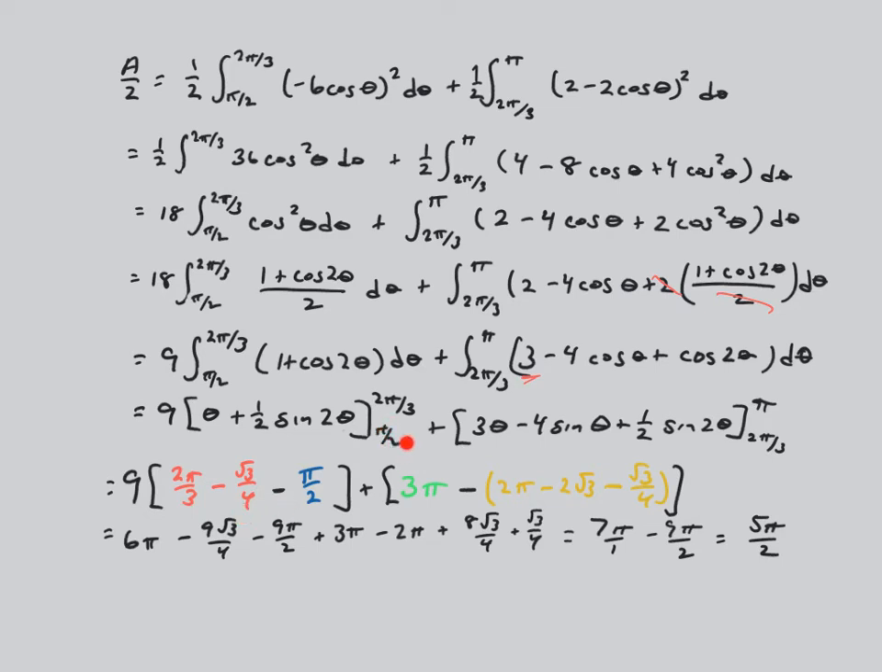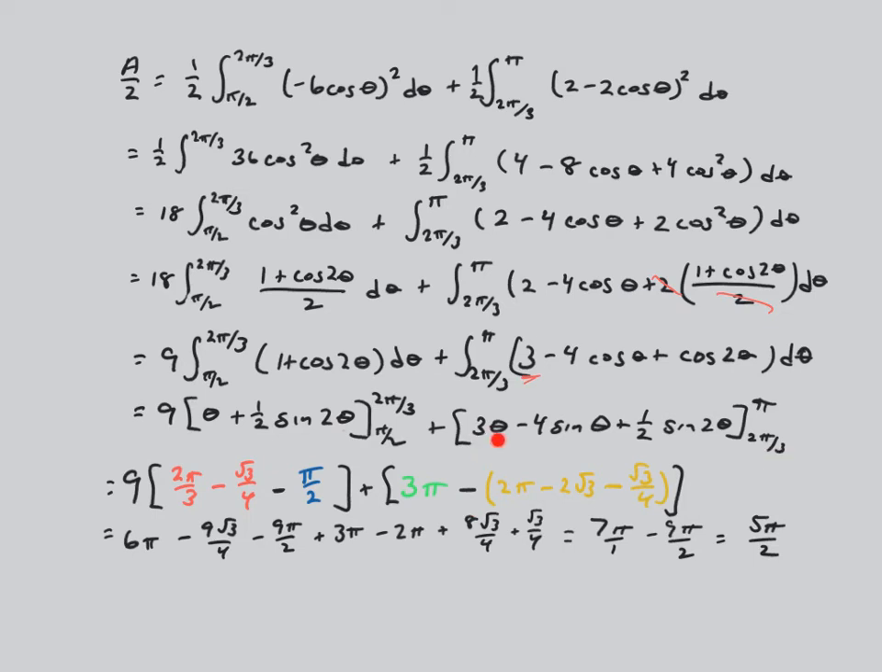minus what I get when I plug in pi over 2. When I plug in pi over 2, I'll get pi over 2 there, but this will be the sine of pi, which is 0, so that's why we just have the pi over 2. Over here, when I plug in pi, I'll get 3 pi, but when I plug pi into each of these two, that's going to give me sine of pi and sine of 2 pi, both of which are 0, so I just have the 3 pi, minus what happens when I put 2 pi over 3 in.